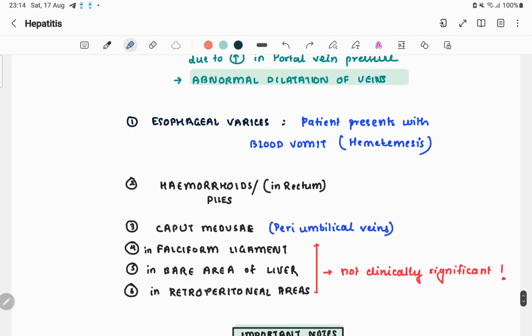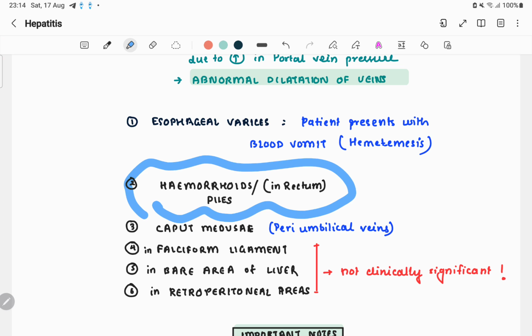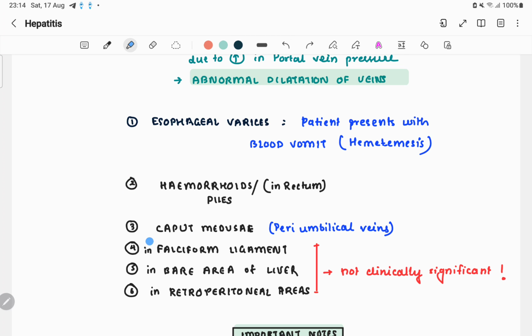So what are the manifestations of portal hypertension? It may be esophageal varices. The patient presents with hematemesis. Esophageal varices, and it may be hemorrhoids or piles in the rectum. And caput medusae, you must have read in anatomy.